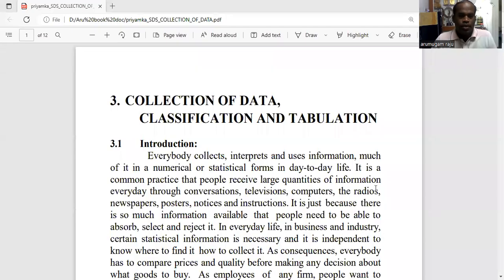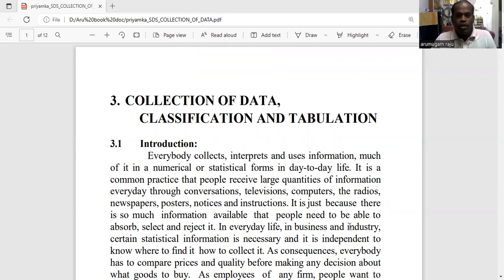Good morning, students. Today we will discuss what statistics is, then data. So what is data? What is the classification of data? Then collection of data, classification of data, and also the tabulation of data. So this is what we can discuss in this class.